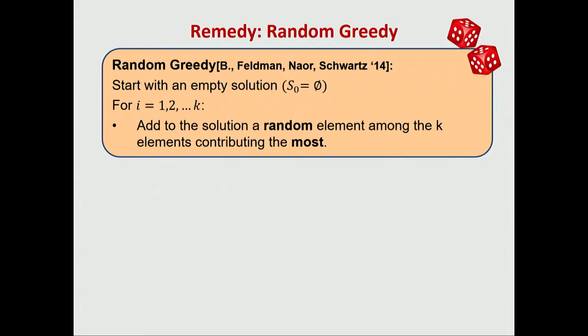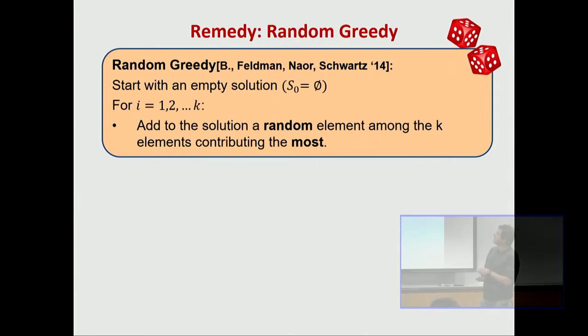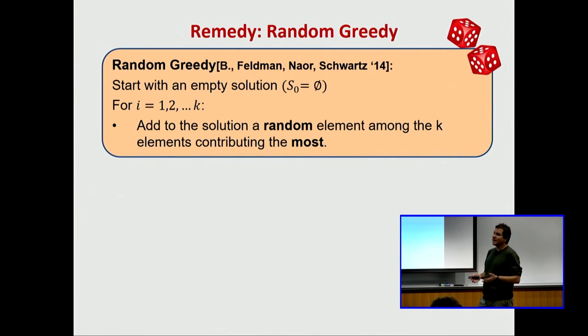So first, let's fix the greedy, right? We try to answer now the question about maximizing non-monotone functions, and greedy does not give you any guarantee for non-monotone functions. So let's see how to fix it. Here is an idea how to fix it. You start with an empty solution, and then at each round, instead of choosing the best item that you see, you look at the k best items, the k items that contribute the most to the solution right now, and then you choose one of them uniformly at random.